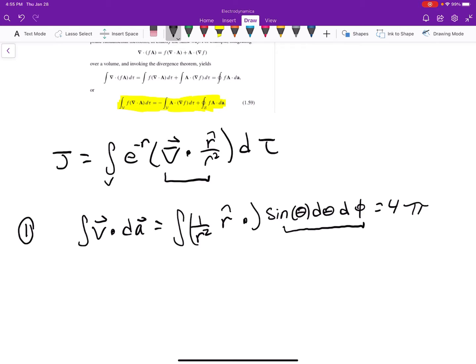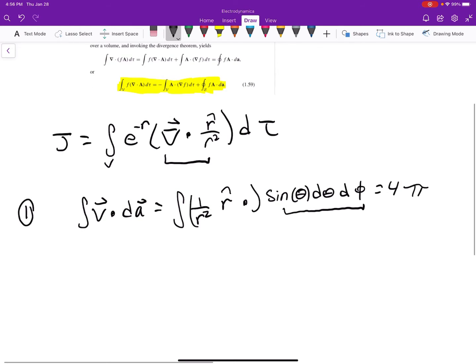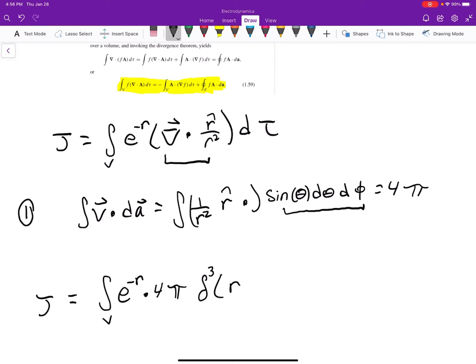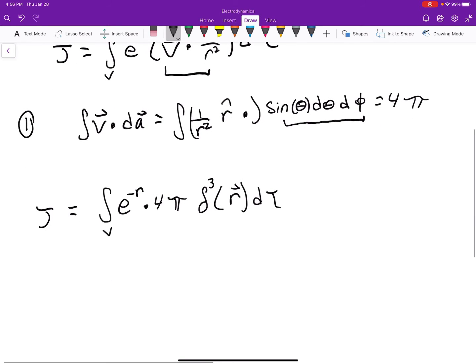And okay, so we know that now. So now we can say that our j is the integral over v of e to the minus r, and then I'm going to multiply by 4 pi, that's our divergence. And we're going to use our delta function, which is three-dimensional, x, y, z, d tau. The 4 pi is a constant, so I can factor that out.